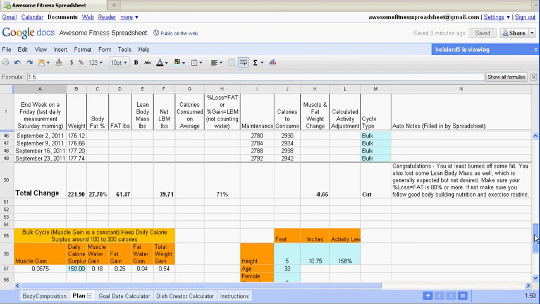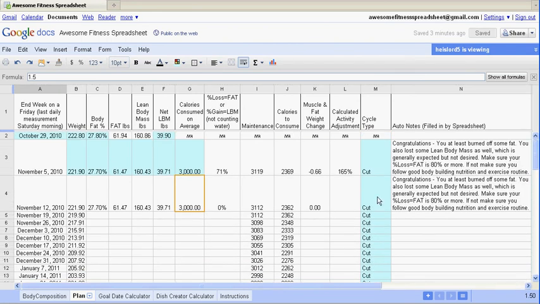So that's where this comes in. So here you can put in whether you're in a cut cycle or a bulk cycle. Most people generally are in cut cycles, unless you're trying to build some muscle, then you'd be in a bulk cycle. So let's put a cut cycle at the top. Let's put a bulk cycle here. And that's just changing everything because I got it copying from above the cells. You can get rid of that if you want.